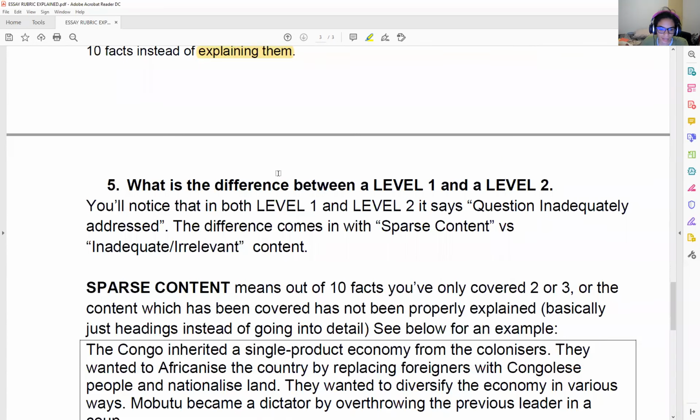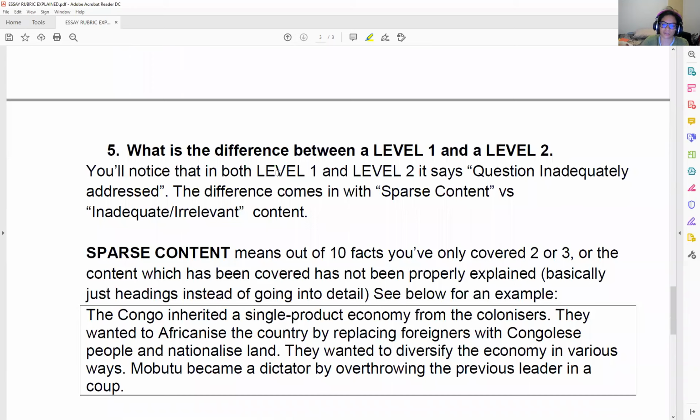Okay. And then here you see what is the difference between level 1 and level 2. You'll notice that both level 1 and level 2 say question inadequately addressed. The difference comes in with sparse content versus inadequate or irrelevant content. Sparse content means that out of the 10 facts, you've only covered about 2 or 3, or that the content which has been covered has not been properly explained. Basically, just headings instead of going into detail. See below for an example.